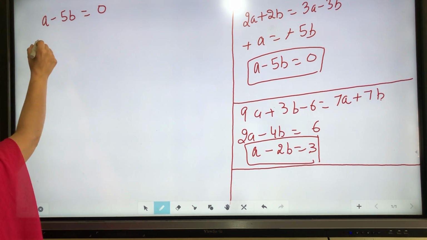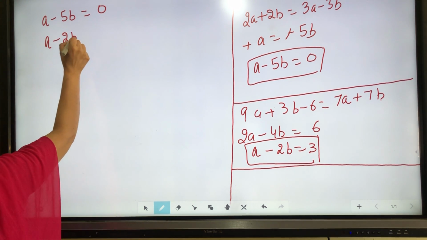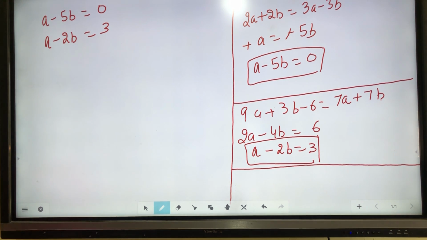And the second equation is a minus 2b is equal to 0. But I think the cross multiplication method is much better for you if I explain it again, because you are not much familiar with the cross multiplication method. So I am once again repeating the cross multiplication method here. There are two linear equations: a minus 5b, and the second is a minus 2b equal to 0.